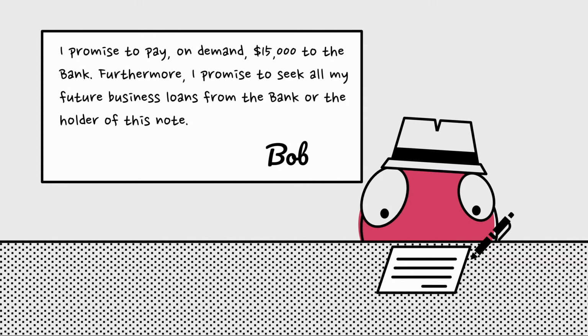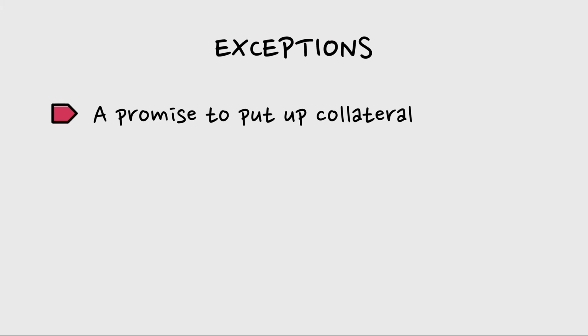And so what about this? I promise to pay on demand $15,000 to the bank. Furthermore, I promise to seek all my future business loans from the bank or the holder of this note, Bob. So that doesn't work, right? Because it's got this furthermore, additional promises in there that mean, no, it's freighted with other kinds of obligations. So that doesn't work.